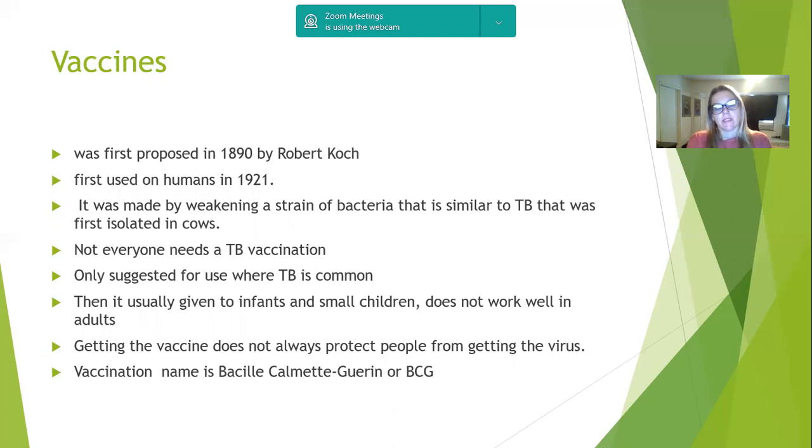Although not everyone needs a TB vaccination, it is only suggested for use where TB is common. Then it is usually given to infants and small children because it does not work well in adults. Getting the vaccine does not always protect people from getting the disease. The vaccination name is Bacille Calmette-Guérin, or BCG.